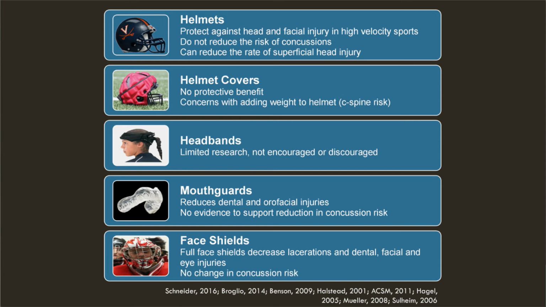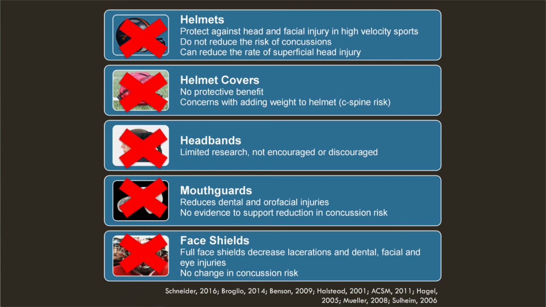Unfortunately, the evidence to date has identified that helmets, helmet covers, headbands, mouth guards, and face shields will not necessarily prevent concussion. Helmets are intended to prevent skull fracture and other injury. The only areas where they have been shown to be beneficial is in high-velocity sports, such as alpine snow sports and bicycling. The other types of equipment have limited protective ability as they are currently developed in the modes that they currently exist.